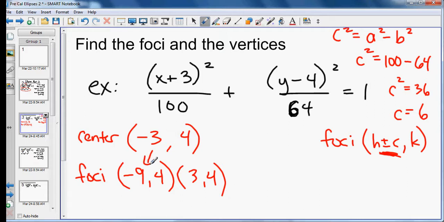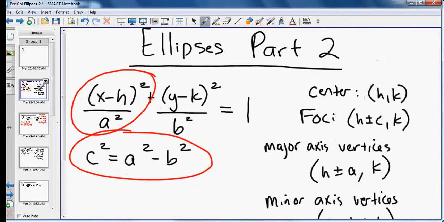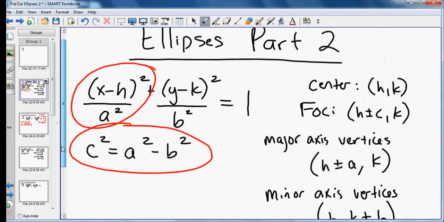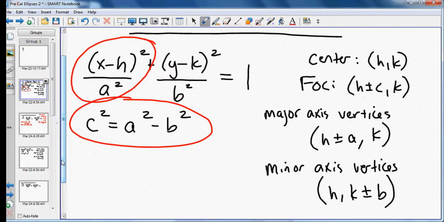Now for the major axis, the vertices involved with a major axis, I need to use a. So if you look back at the equation, we're going to add and subtract a. So it's similar to what we do with the foci. We're adding to the x value. The only difference is we need to add a to it instead of c. So to get a, we look at the denominator. This is a squared. So if a squared is equal to 100, then a is equal to 10.